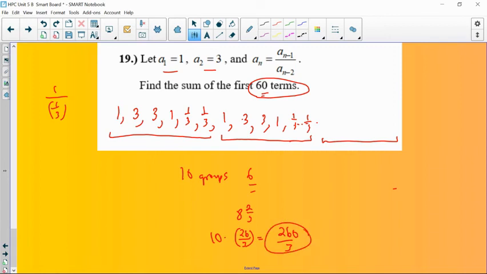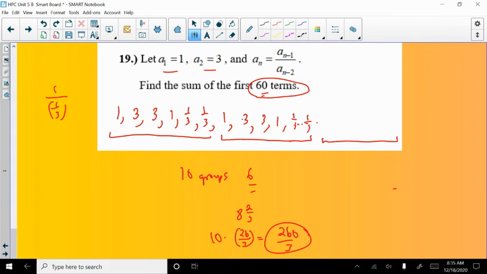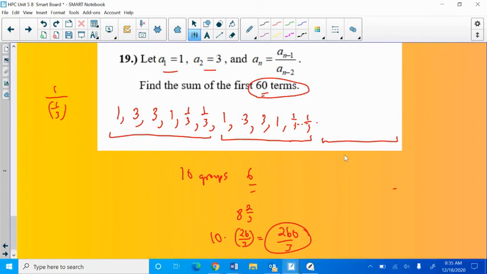Okay, so again, when you see a recursive sequence in this particular section, look for that pattern by simply listing out the first several numbers. And in one of the examples, we only had to list 2. In this particular example, we had to list out 6.